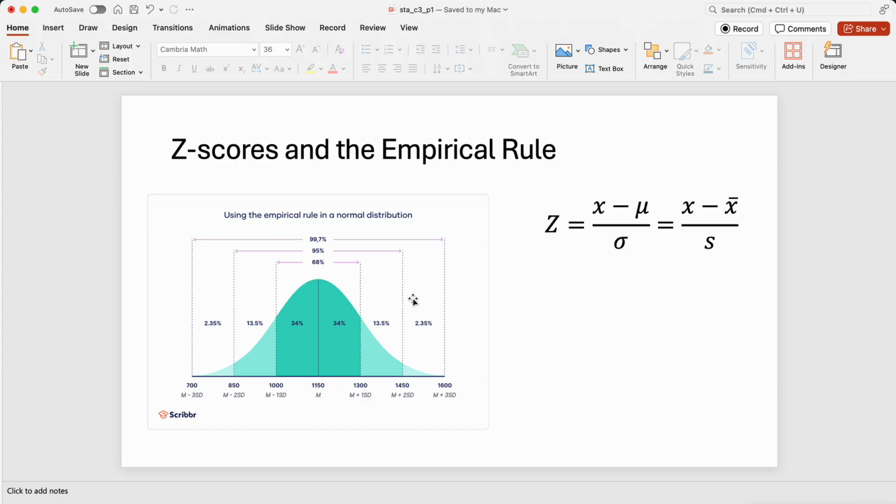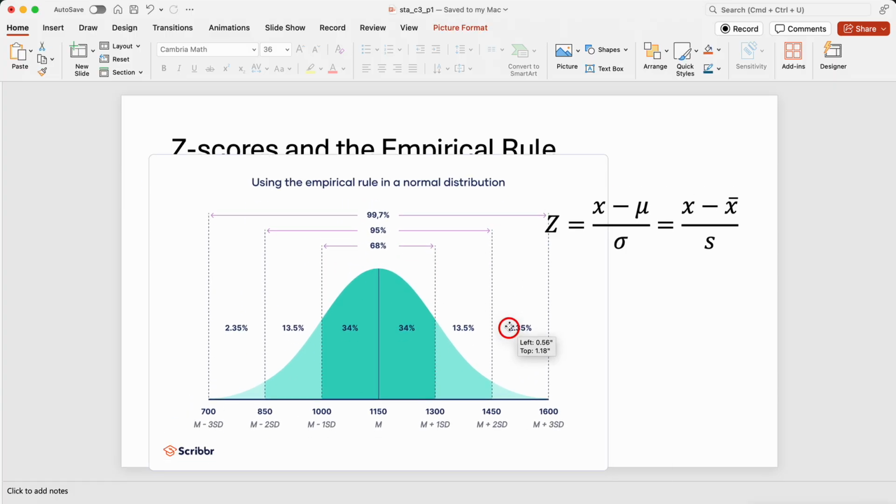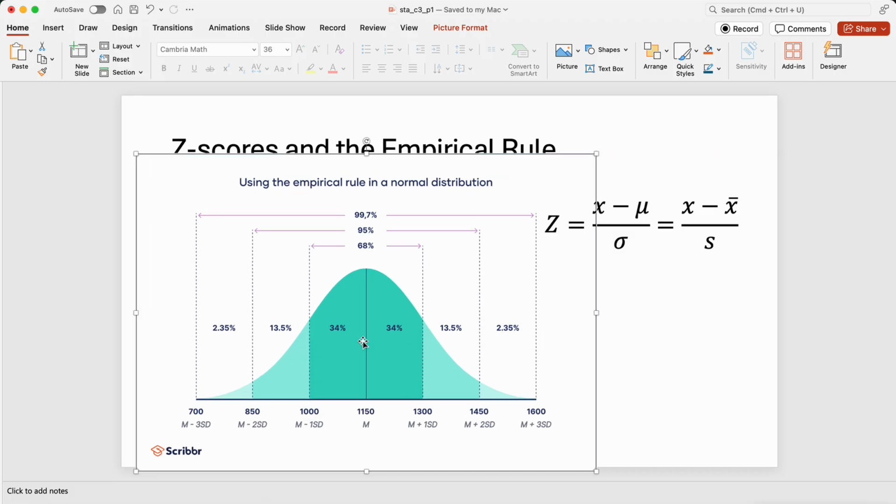Now, if we look at this empirical rule and enlarge it a little bit, we've gone over this before: if you move one standard deviation to the left and one standard deviation to the right, that covers 68% of all the data. If you move two standard deviations to the left and two to the right, you cover 95. And if you move three standard deviations and three standard deviations, you cover 99.7.